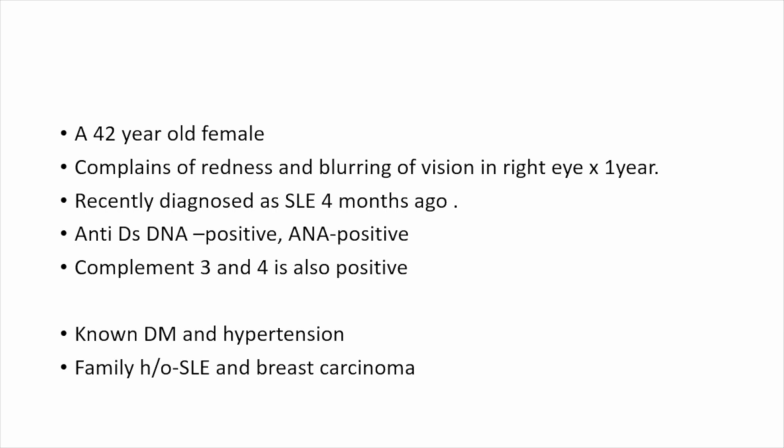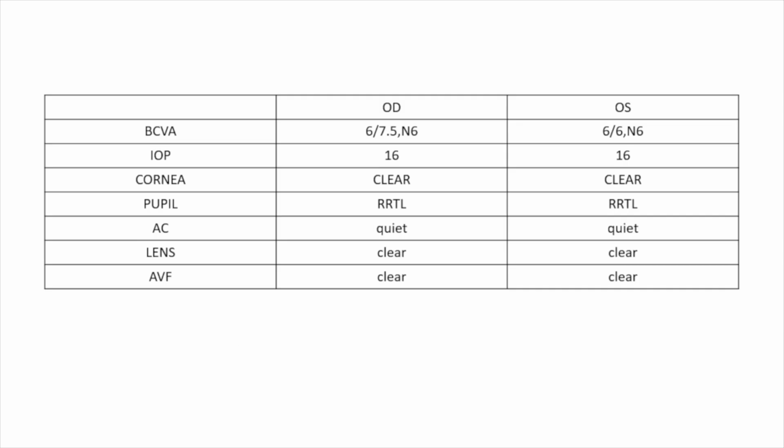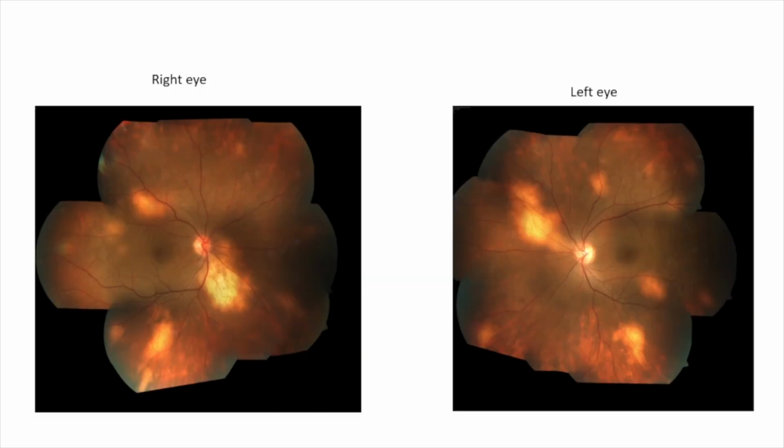A 42-year-old female had complaints of redness and blurring of vision in the right eye for the past 1 year. She was diagnosed with SLE 4 months ago. Her double-stranded DNA was positive and ANA was positive. She is a known diabetes and hypertension patient under treatment. There's family history of SLE and breast carcinoma. The vision in the right eye was 6/7.5, N6. AC was quiet. Left eye vision was 6/6, N6, and AC was quiet.